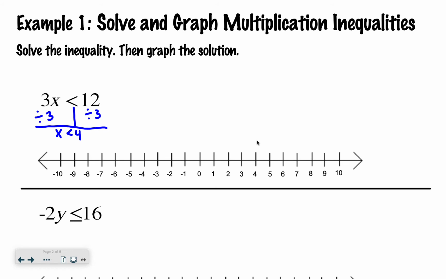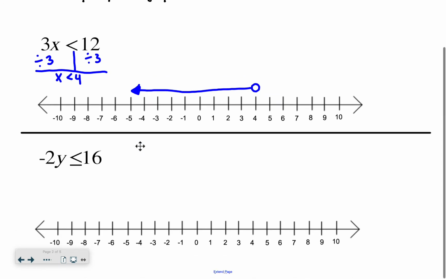So I'm going to do an open circle. We talked about how to know whether it's open or closed yesterday. And then x is less than 4. So which numbers are less than 4? The ones to the left. So I would draw my arrow going to the left. Okay? Then let's move on to our next example here.